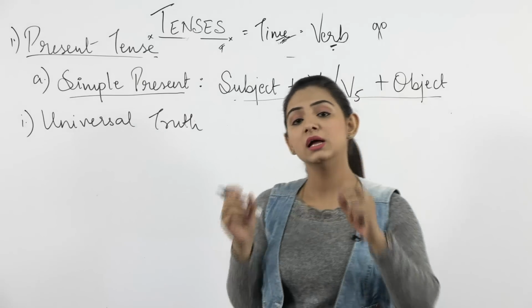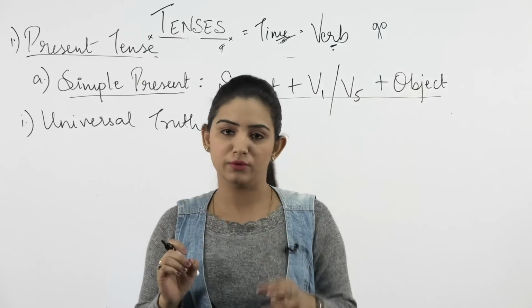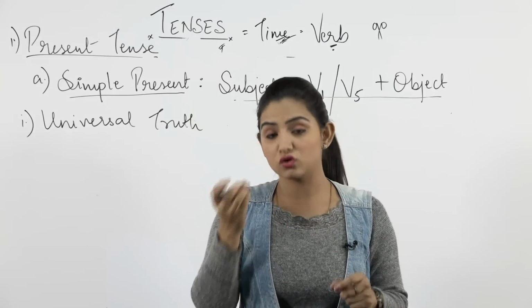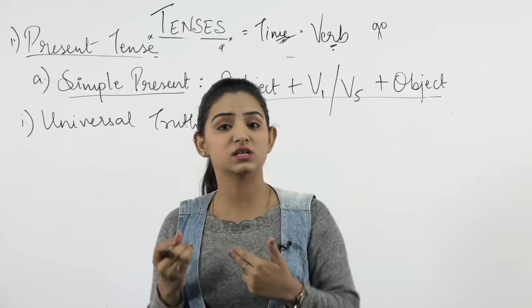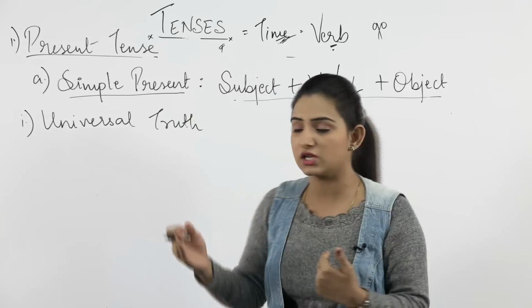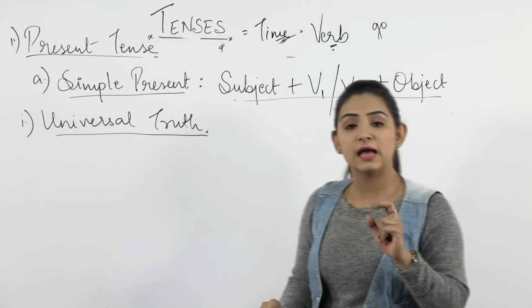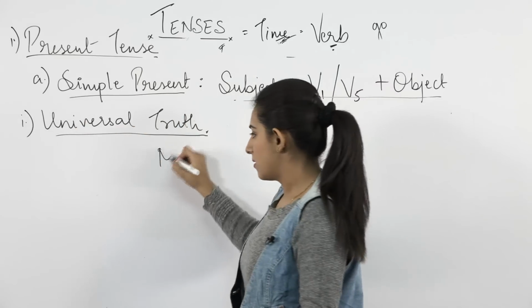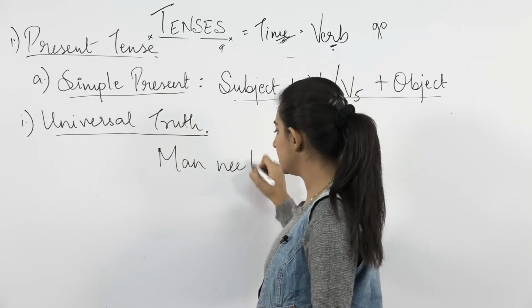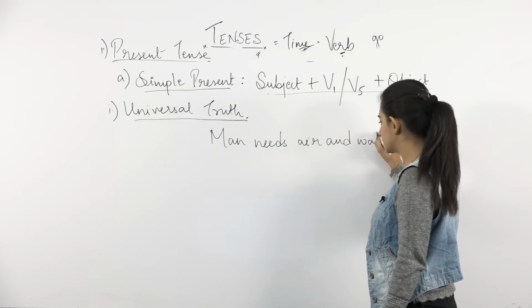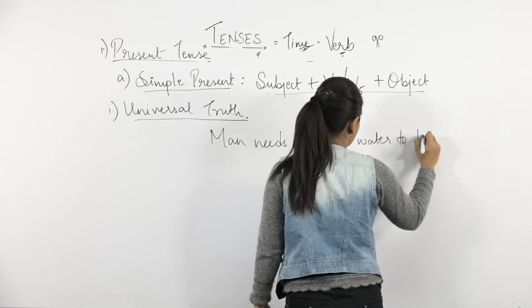आप लोग ने बोला कि यूनिवर्सल ट्रूथ में हम क्या रखेंगे? सिंपल प्रेजेंट रखेंगे. क्यों? क्योंकि ये एक ऐसी चीज़ है जो कभी नहीं चेंज हो सकती, और जो कभी नहीं चेंज होगी वो हमेशा ही ऐसे चलती आएगी, ऑलवेज एक ही तरह से चलेगी. उस कंडीशन को हम किस में रखेंगे? सिंपल प्रेजेंट में. For example, if I give you this sentence, man needs air and water to live.